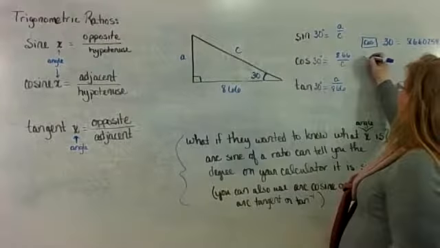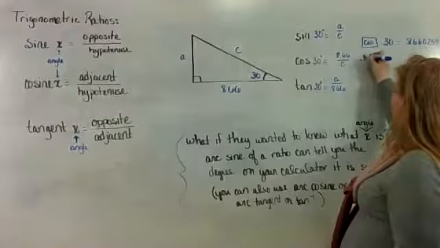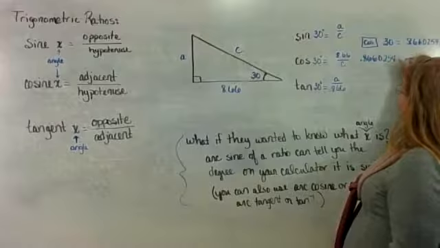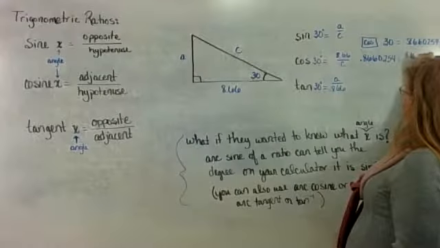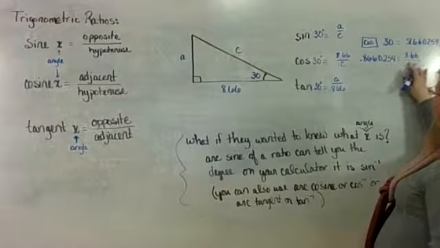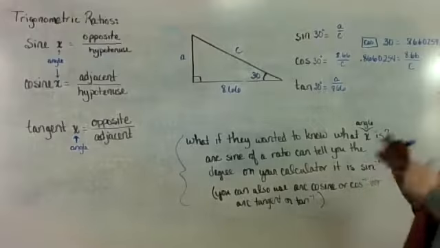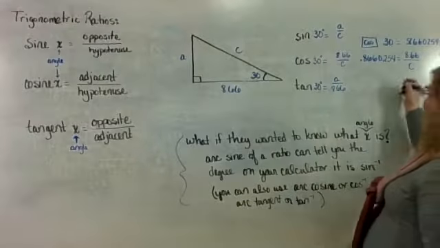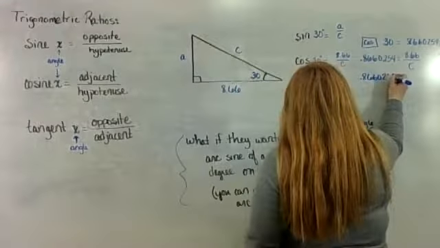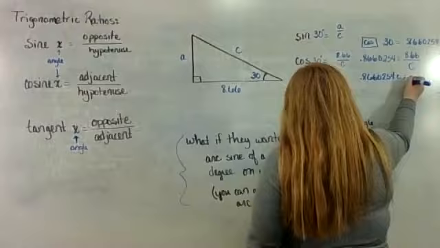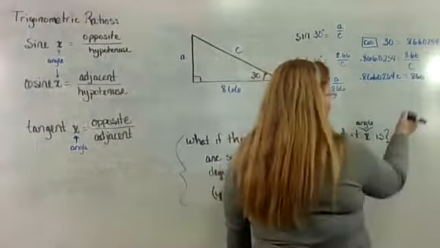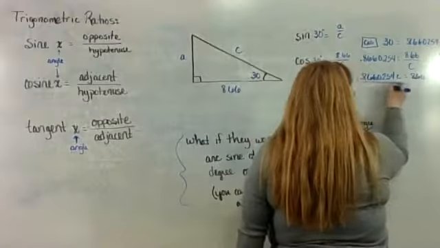So I can say that 0.8660254 has to equal my 8.66 over C. Then you get to cross multiply, and you get that 0.8660254 times C is equal to 8.66. And then you can divide both sides by this number.